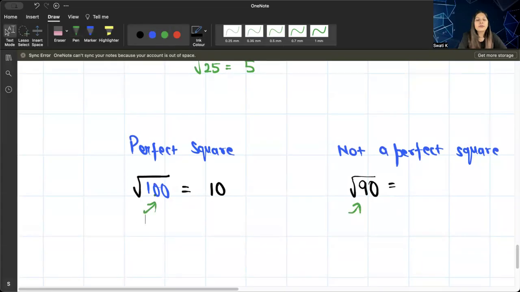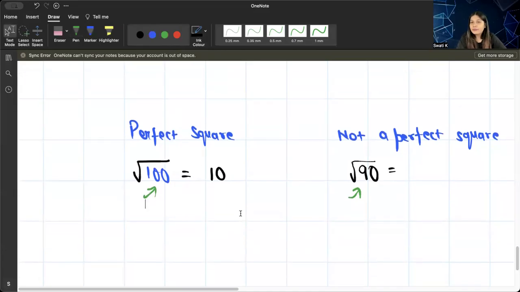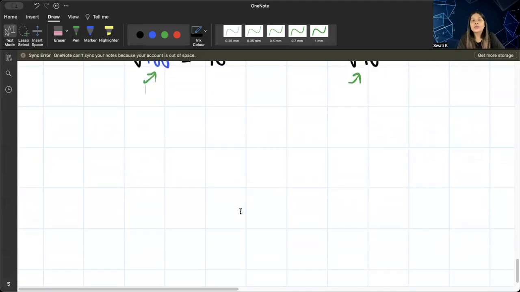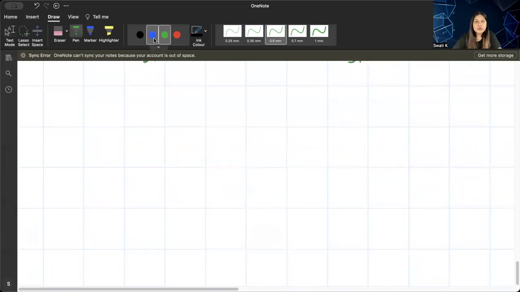That's the difference, right? But we'll still get an answer for not a perfect square numbers as well. There is a way to do this. You will not get a proper natural number or a proper positive integer, but you will get an answer in the roots, right? So how to do that, we'll go there later on. Let us first go to some basic questions on how to find out the square root of a perfect square.